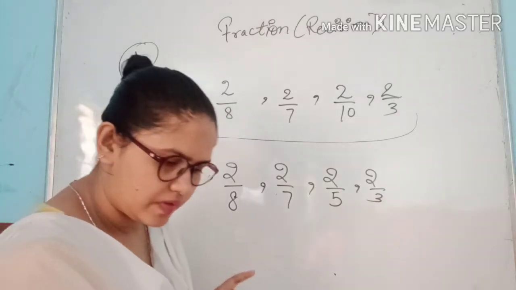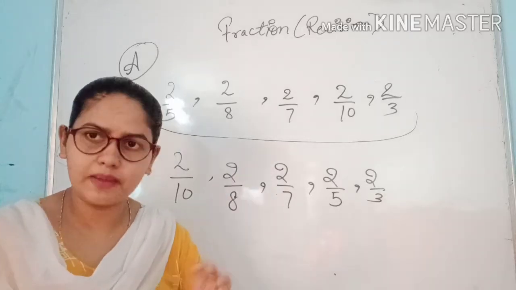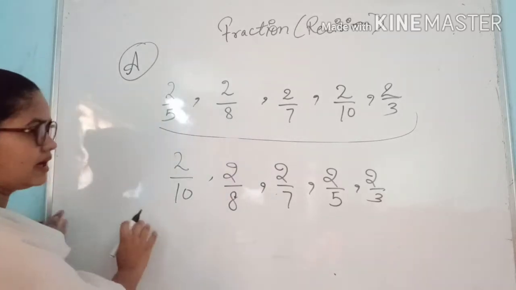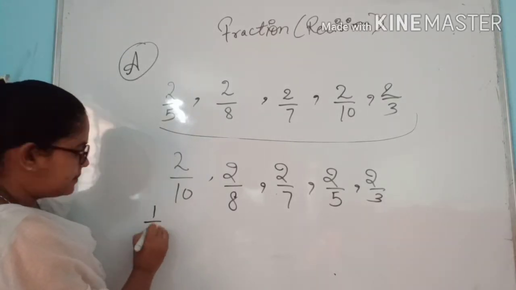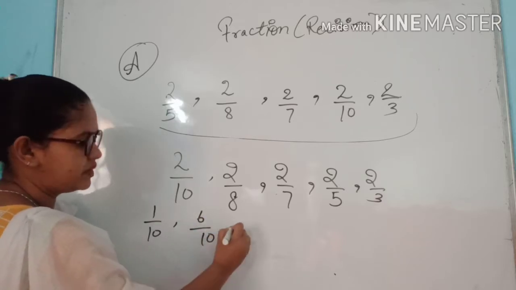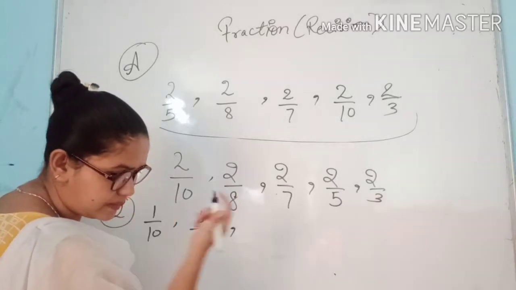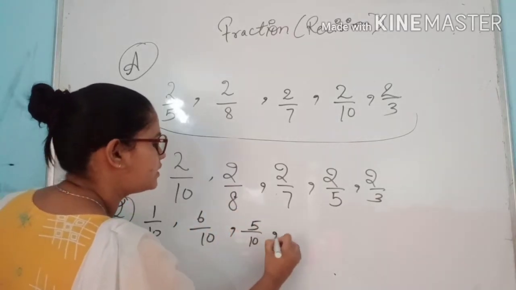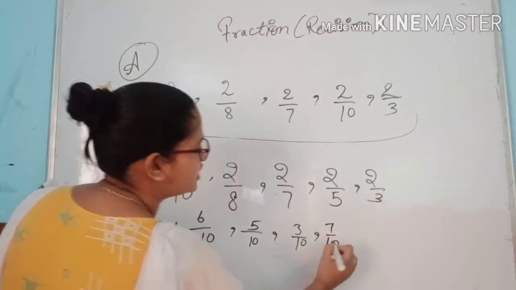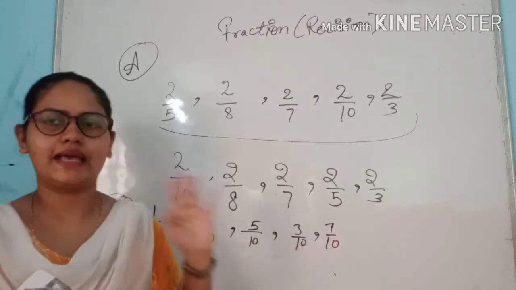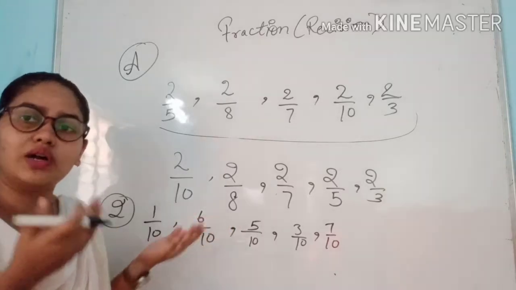Now if the sum is like 1 by 10, 6 by 10, 5 by 10, 3 by 10, for example, I can explain it here. This one is our second equation: 1 by 10, 6 by 10, 5 by 10, 3 by 10 and 7 by 10. Students, you can see here the denominators are the same and we have to follow the ascending rule. So here we will take the smallest number ahead.